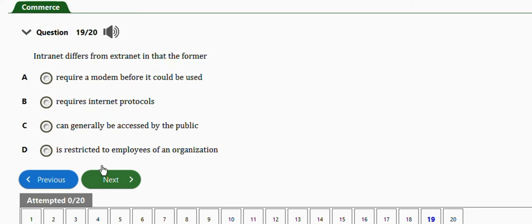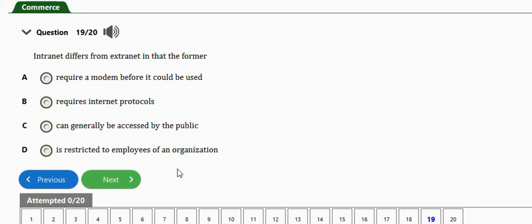Next question. Intranet differs from extranet in that the former requires a modem before it could be used, requires internet protocols, can generally be accessed by the public, is restricted to employees of an organization. Right answer is this, option D, the restriction.